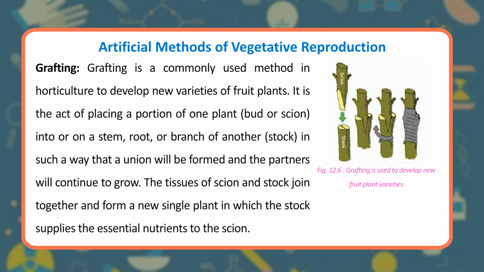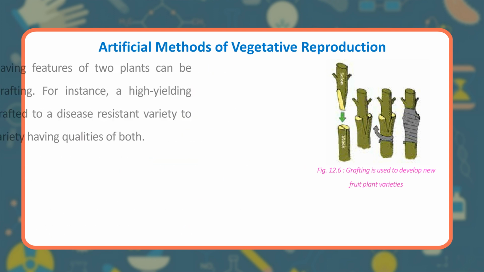Grafting is a commonly used method in horticulture to develop new varieties of fruit plants. It is the act of placing a portion of one plant, bud or scion, into or on a stem, root, or branch of another, stalk, in such a way that a union will be formed and the partners will continue to grow. The tissues of scion and stalk join together and form a new single plant in which the stalk supplies the essential nutrients to the scion.